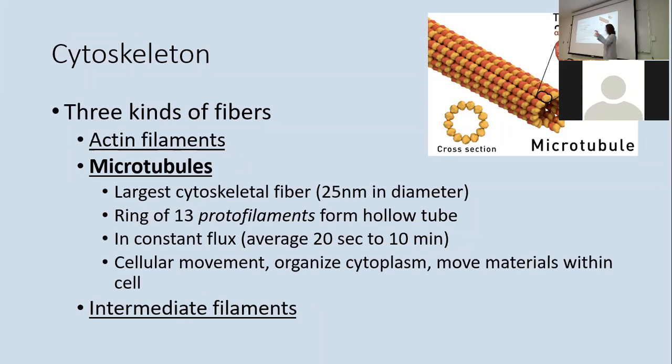And so these, even though they're the largest, are the most in flux. They're constantly being built and taken apart and built and taken apart. In my head they're like little railroad tracks: they're built, things are moved along them, and then we take them back down again. So they're used in cellular movement, organizing cytoplasm, pushing things where they need to be, and moving materials, products, proteins, and things around the cell.